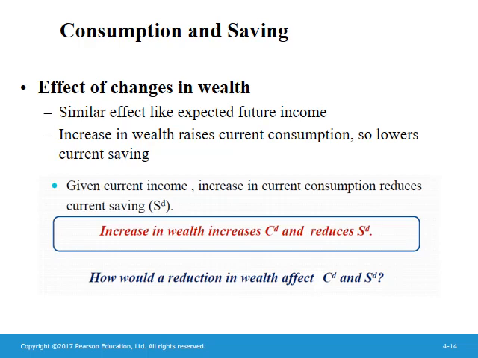And yet our current income didn't change. So therefore we have to reduce the savings. Moving to the aggregate level, the increase in wealth on the aggregate level increases the aggregate consumption, that is aggregate desired consumption, and reduces the aggregate saving, the desired savings. And of course, the reduction is the other way around.